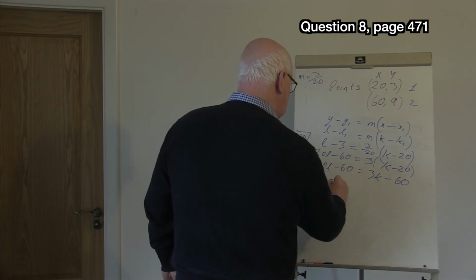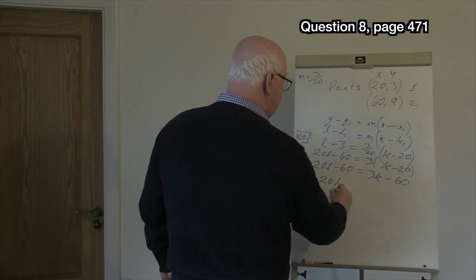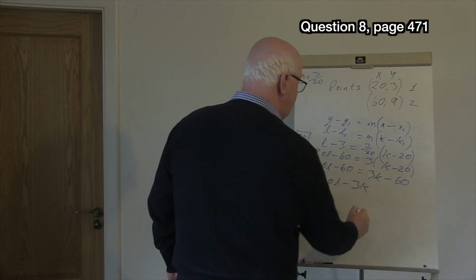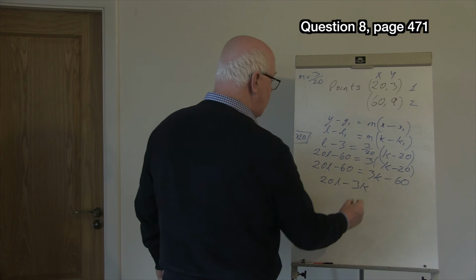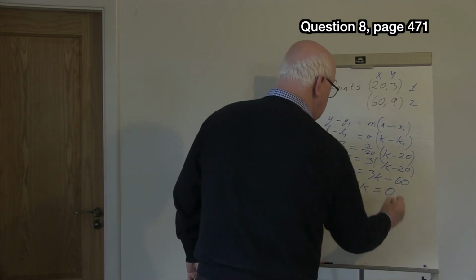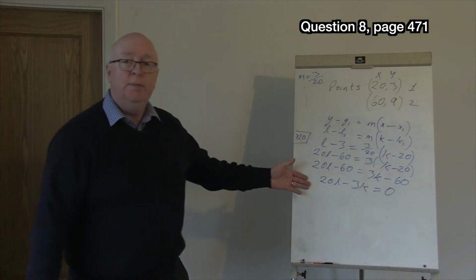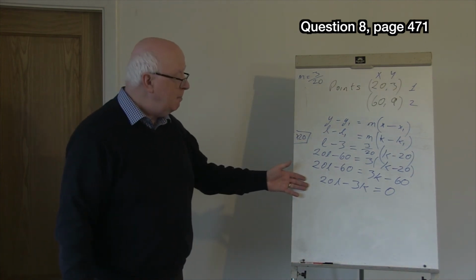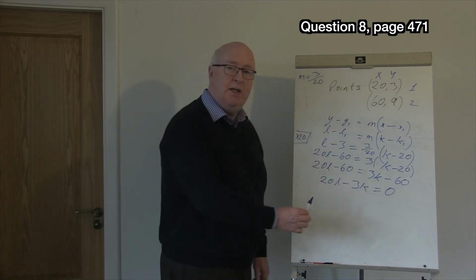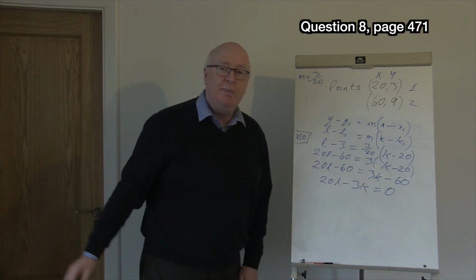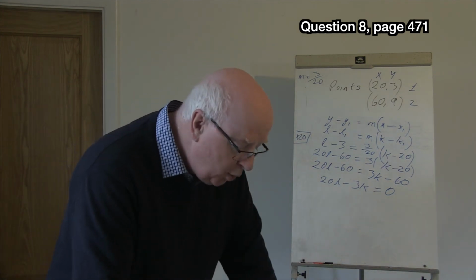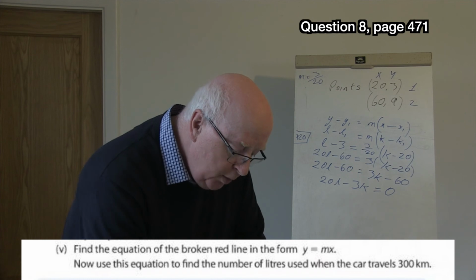So we're going to have 20L, and then we're going to bring the 3K across, giving us minus 3K, and we're going to bring this 60 over to here, and that's going to give us a 0. So we finish up with our equation: 20L minus 3K equals 0. We know now the L represents litres and the K represents kilometres.